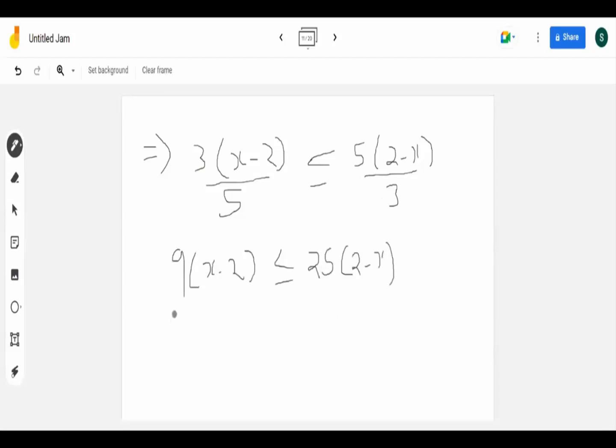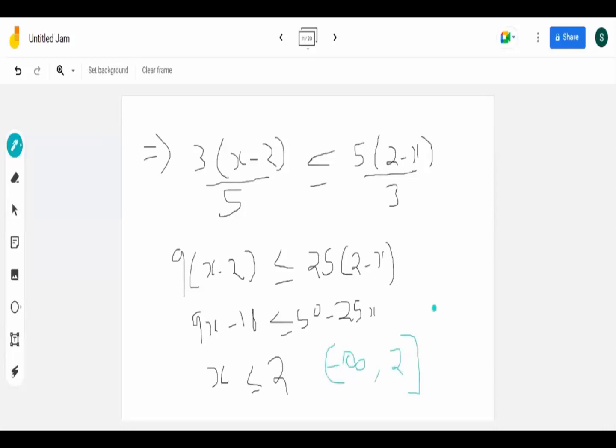Now you can open it and simplify. 9x minus 18, opening the brackets, 50 minus 25x. 34x is less than or equal to 68. We get 34x is less than or equal to 68, so x is less than or equal to 2. If x is less than or equal to 2, including 2, this is equal.